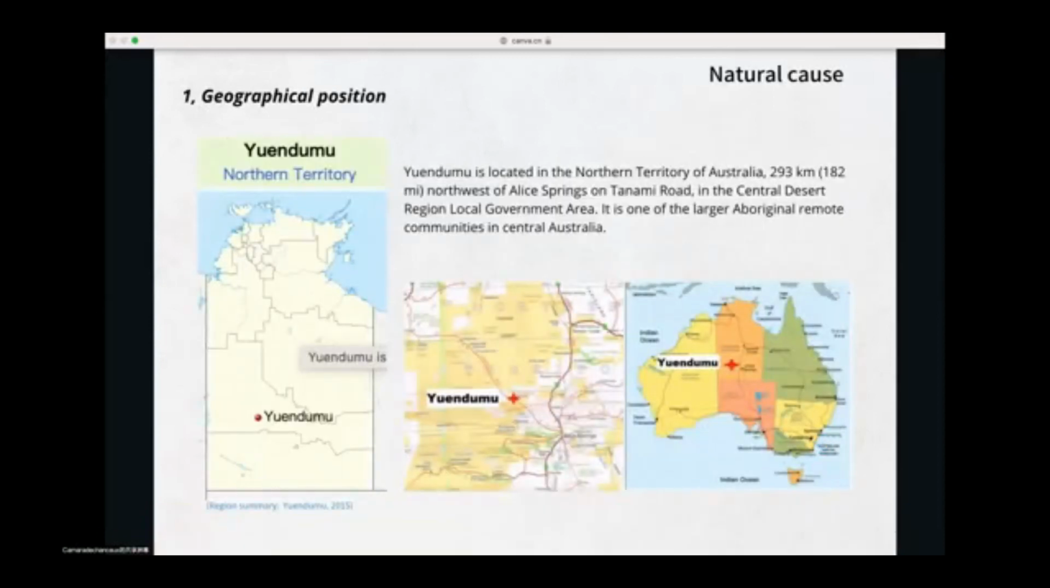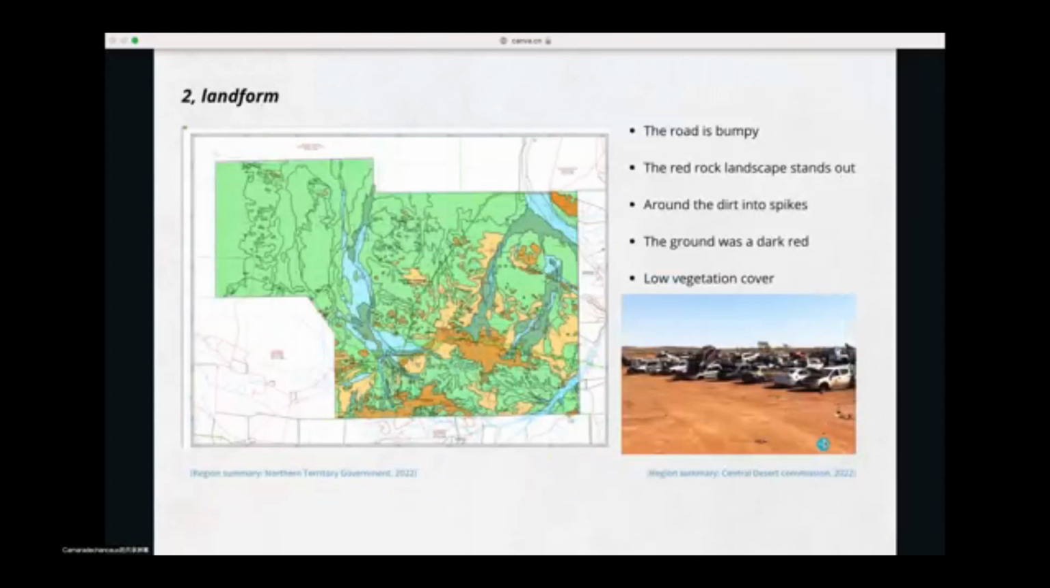Yuendumu is located in Australia's Northern Territory, 293 kilometers from Alice Springs, and is home to one of the largest Aboriginal communities in the central region. The overall appearance of the local area is relatively primitive and mainly white, and the ground soil is relatively hard due to the lack of water.